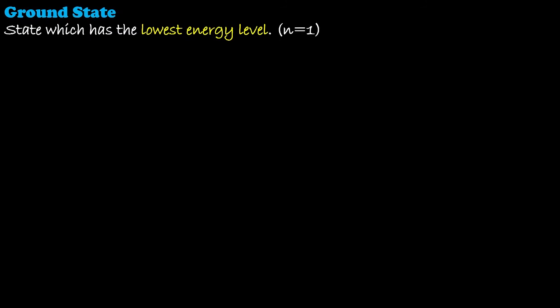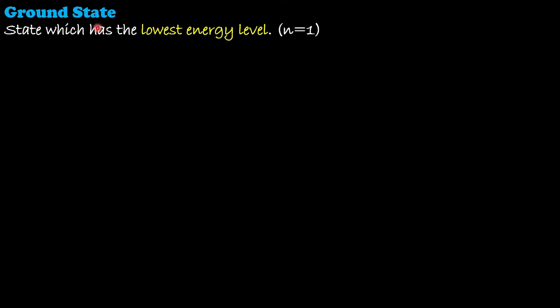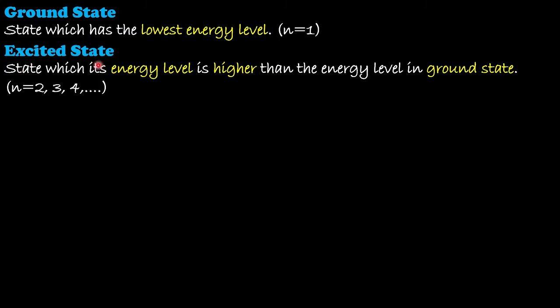Now there are a few specific terms that you have to remember for this energy level. Ground state means that the quantum number is equal to 1 and it is the lowest energy level, the nearest to the nucleus. Excited state means the energy level which is higher than the ground state. So you have the second orbit, third orbit, fourth orbit, which we name the first excited state, second excited state, and third excited state.